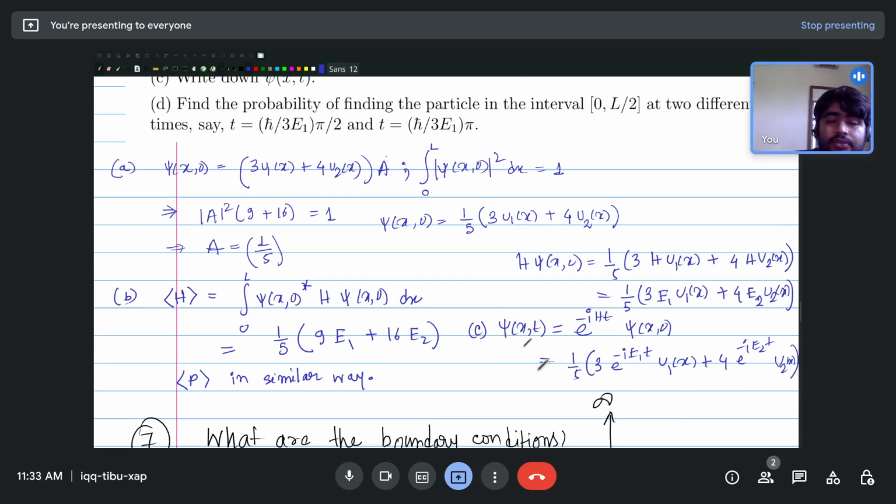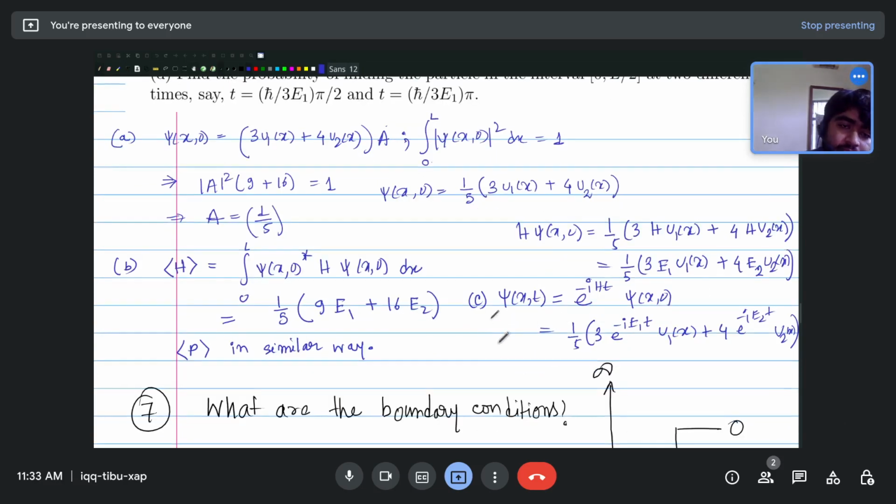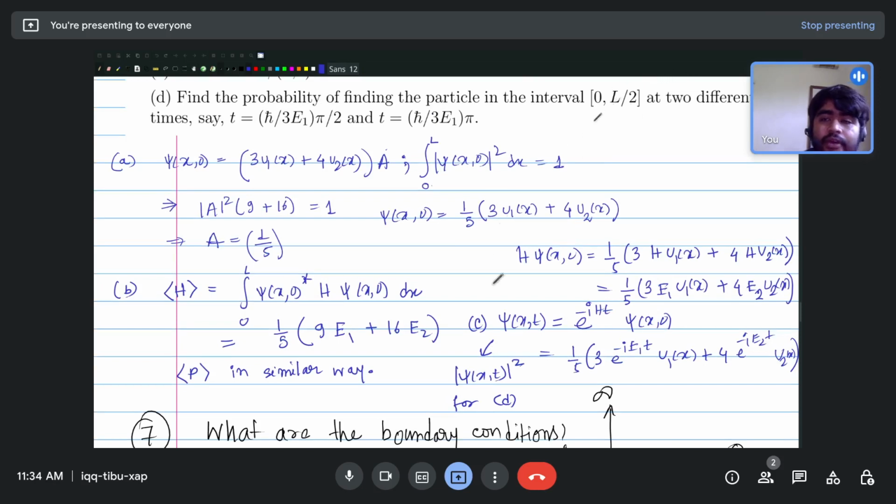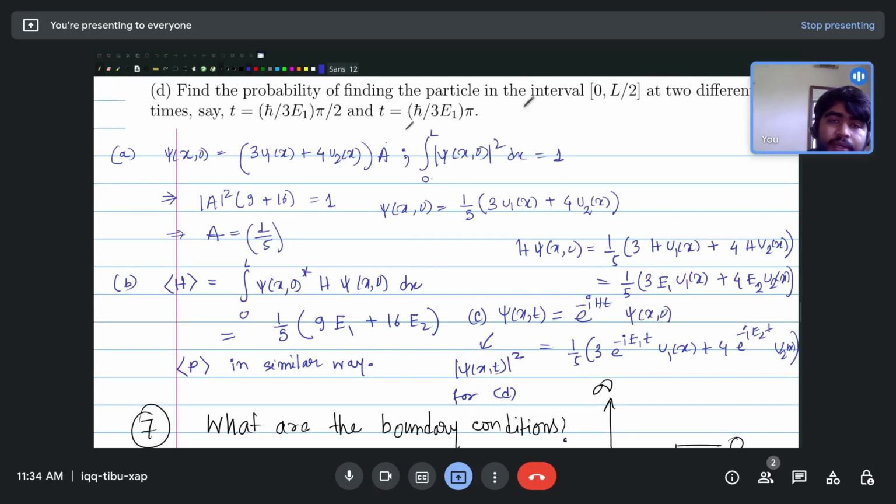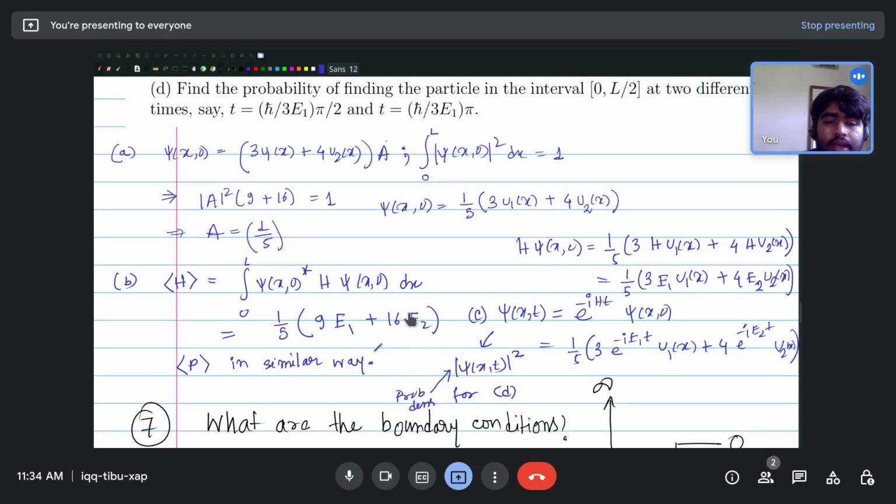Now as you know this psi of x,t, you can also find the density, psi of x,t mod squared, for part D. You can also integrate over the region 0 to L by 2, like we have done in the last problem, to find the probability for different times. So this is again our probability density. I'll leave that for you to do, and I'll move on to the next problem.